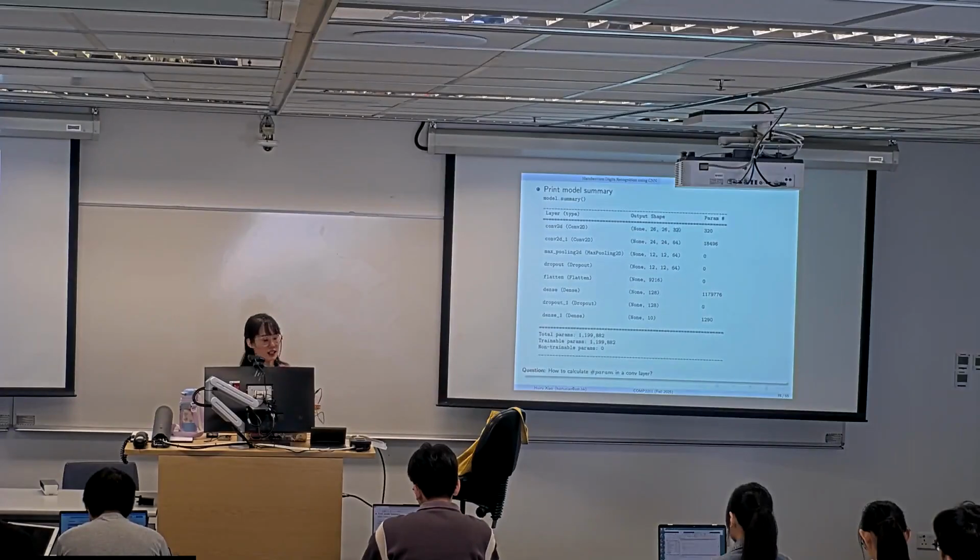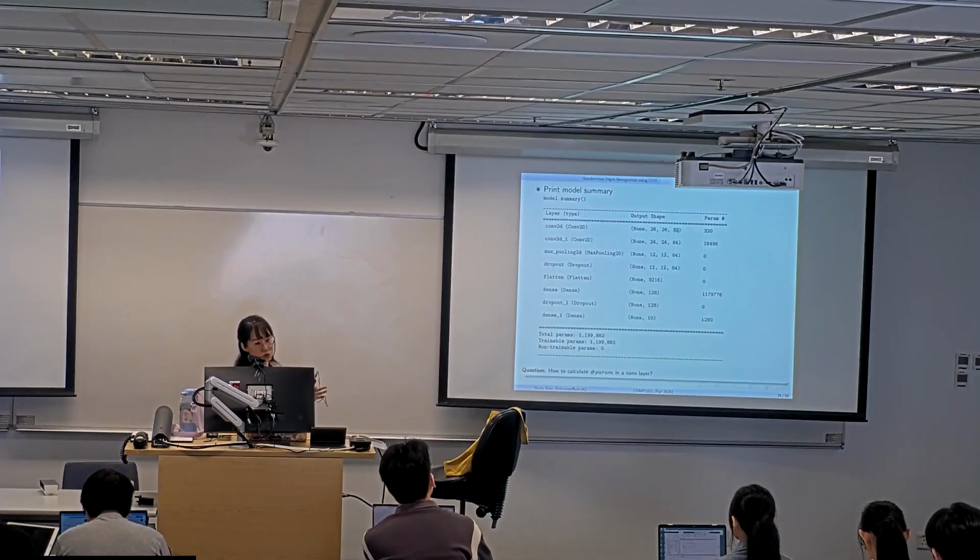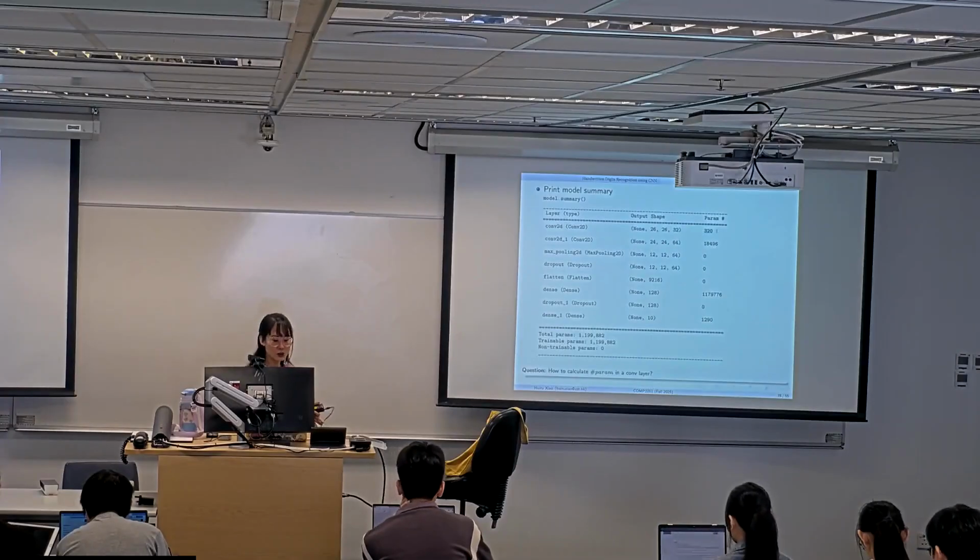And depth is just the number of kernels we applied in this layer. In this layer, we apply 32 kernels, so that should be 32 channels, or the depth is 32. This is the output shape for the first Conv2D layer. The number of parameters is 320. Later on, we will talk about how to calculate the number of parameters in a convolutional layer.